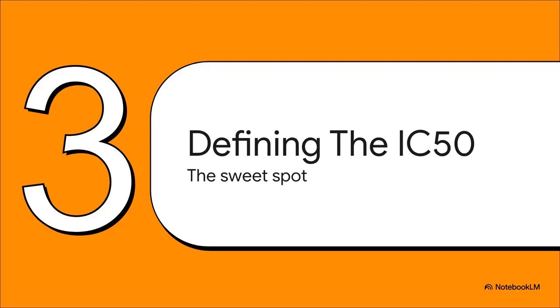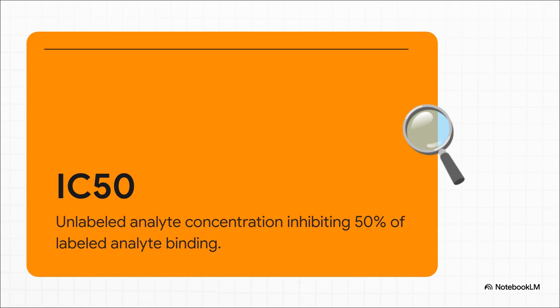All right, Section 3, defining the IC50. So this inverse relationship is incredibly powerful. But how do bioengineers calibrate this whole system so it's hypersensitive to even the smallest little changes? Well, it all builds up to the star of the show. Here is the formal definition you really need to know. IC50 is the concentration of the unlabeled analyte that inhibits exactly 50% of the labeled analyte's binding.